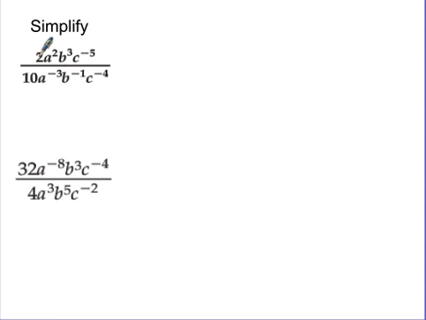All right. So first of all, 10 and 2, neither one have exponents involved, so we can simplify that. So 10 over 2 is 1 over 5, right? 2/10 simplifies to 1/5.